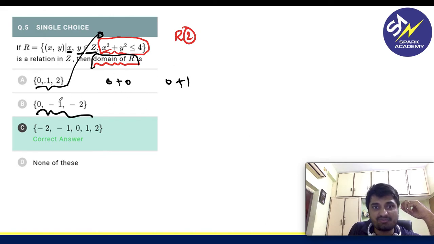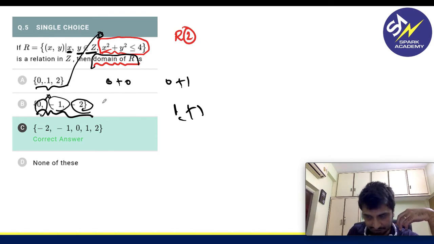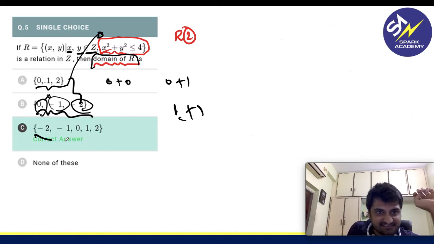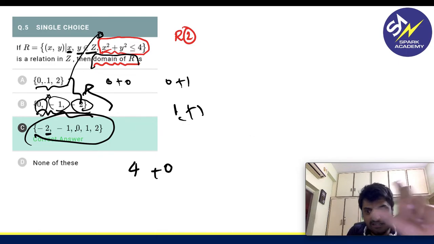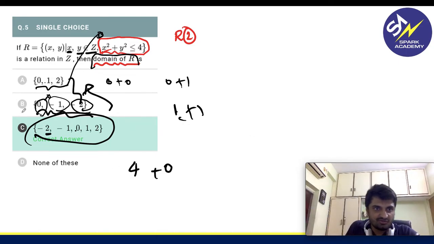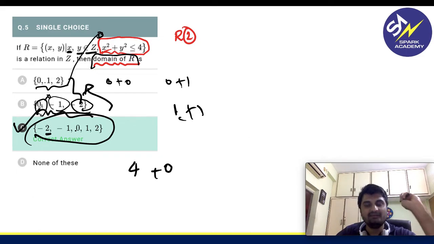What about 0, minus 1 and 2? Minus 1 whole square, 1. 1 square, 1. So you can choose anything. This you can take xy, this you can take xy, this you can take xy. So these two are satisfying, but look at this. This is having both these. And is this satisfying? If I take minus 2, minus 2 whole square is 4, then I can take a 0, right? Any 2 I can pick from this. So that's why C is the answer. So actually to understand this, it will take some time. That is why I've done it in round 2.